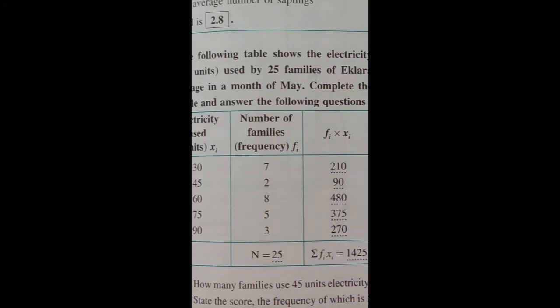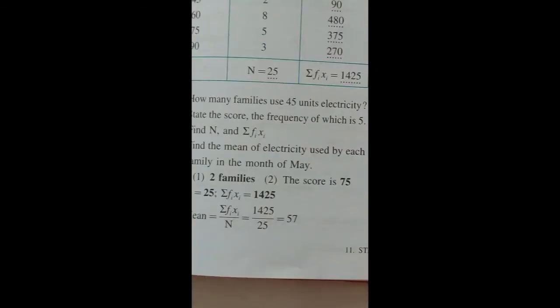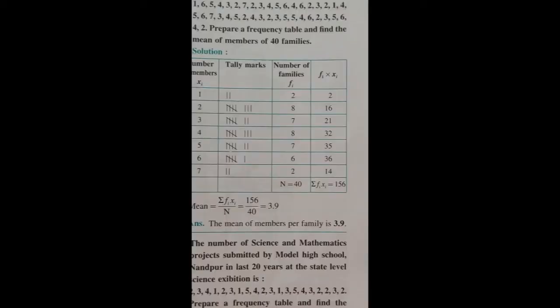The next question is, find the mean of electricity used by each family in the month of May. For this we need to calculate the answer, and the formula we use is mean is equal to summation of fi xi upon n, that will come up to 1425 upon 25, and the answer comes as 57. The next question here is, the number of members in the 40 families in Bilhar are as follows. There are some numbers given. Prepare a frequency table and find the mean of members of 40 families.